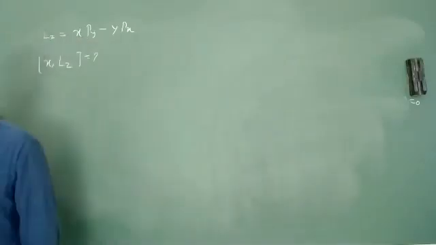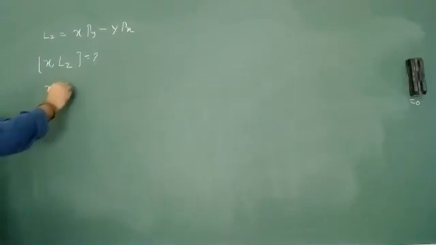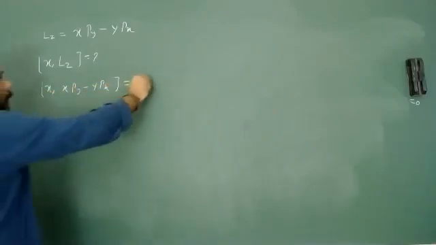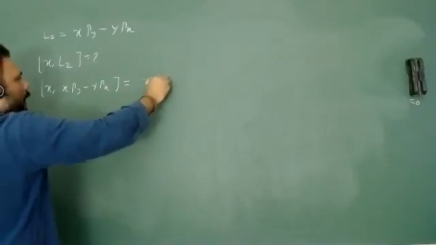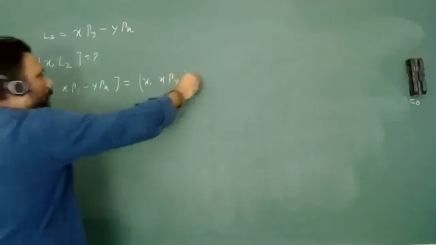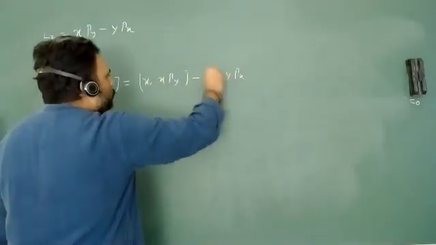Suppose we open it, then we have two terms: x with (x py minus y px). This is equivalent to x with x py, which is my first term, and the second term will be x with y px.